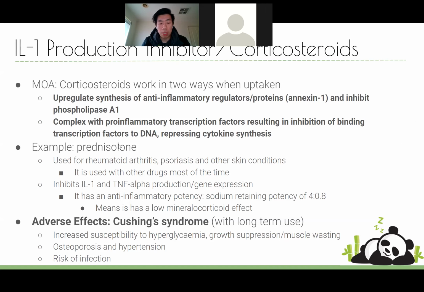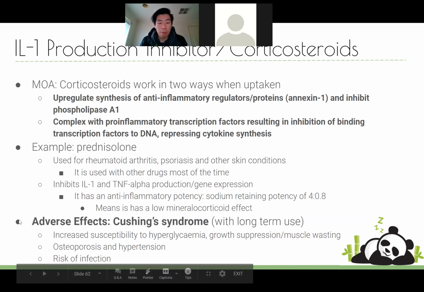An example of this is prednisolone, used for rheumatoid arthritis and other things, and it inhibits IL-1 and TNF alpha production and gene expression through that second process. It also has an anti-inflammatory potency to cellular retention potency. Basically, it's how much of a mineralocorticoid it is, and it's not very much of a mineralocorticoid, but that's not that important. Your adverse effect is Cushing syndrome.